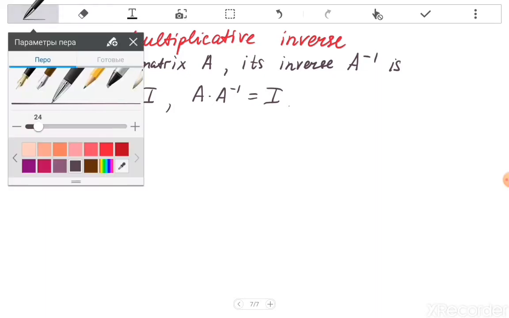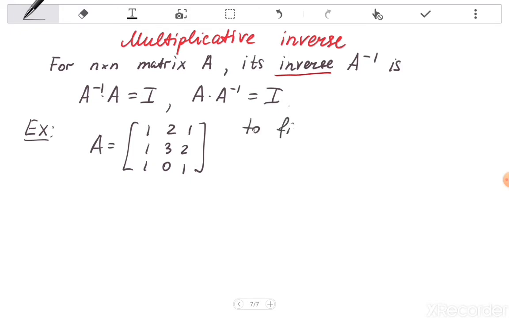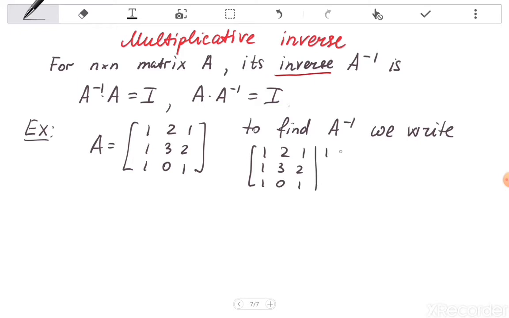So this is the definition of the inverse matrix, and now the question is how to find it, and we have a good algorithm. Let me just show this on an example. For example, we're given a matrix 1 1 3 2 1 0 1, and to find the inverse we write this matrix, the same matrix A, together with the identity matrix.